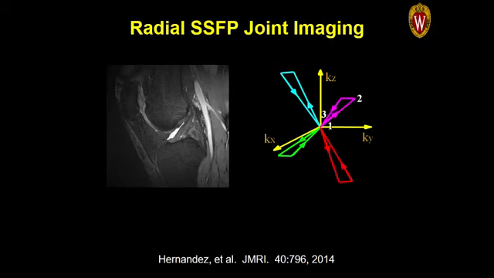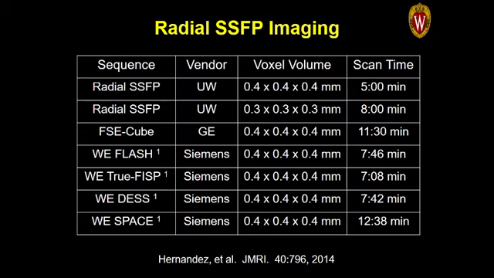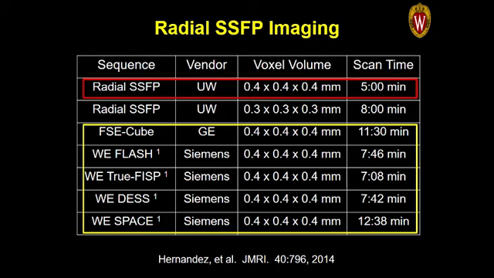At University of Wisconsin, we combined a radial K-space trajectory with a fast-suppressed steady-state free precession sequence in order to evaluate the knee joint. Now, this radial trajectory doubles the data acquisition efficiency compared to Cartesian methods. Thus, when using the radial steady-state free precession sequence, we were able to acquire images of the knee with 0.4 millimeter isotropic resolution in a 5-minute scan time. For other three-dimensional sequences to acquire similar 0.4 millimeter isotropic resolution images, it requires between 7 to as long as more than 12-minute acquisition times.